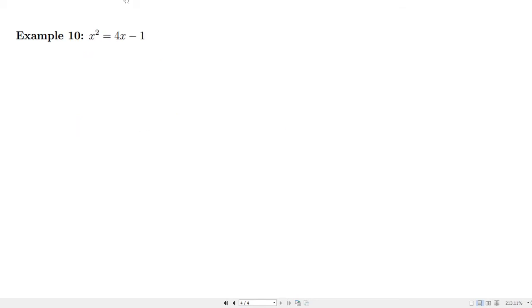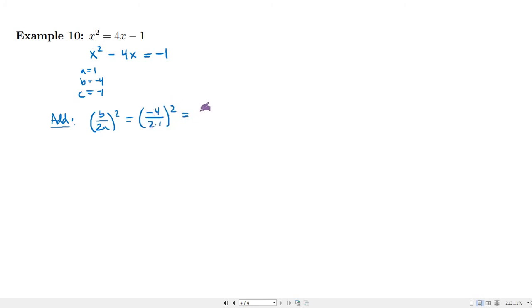Okay, so continuing on, our next problem, let's first get into the standard form. So then we'll have x, subtract the 4x over here, and then we have minus 1. So a is 1, b is minus 4, and c is this minus 1 here. So then we would divide both sides by a, but that's 1 in this situation, so we are going to add b over 2a squared. So that would be minus 4 over 2 times 1 squared. So this is minus 2 squared. So that's a 4. So we're going to add 4 to both sides.